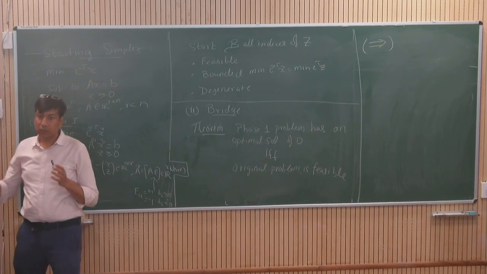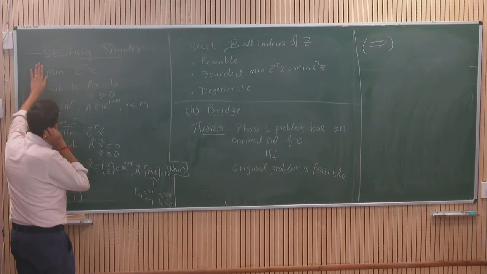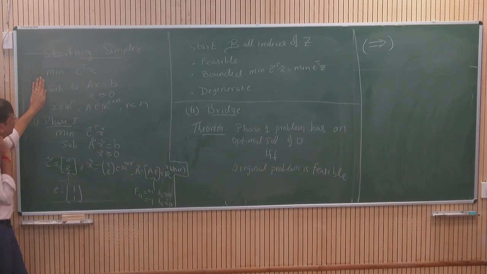Okay, so we'll start with the last lecture of today. What we saw is we have to solve the standard problem: minimize C transpose X subject to Ax equal to B, X greater than or equal to 0.